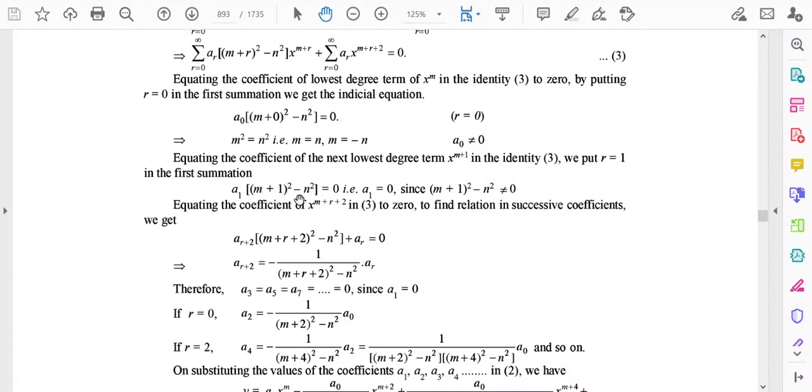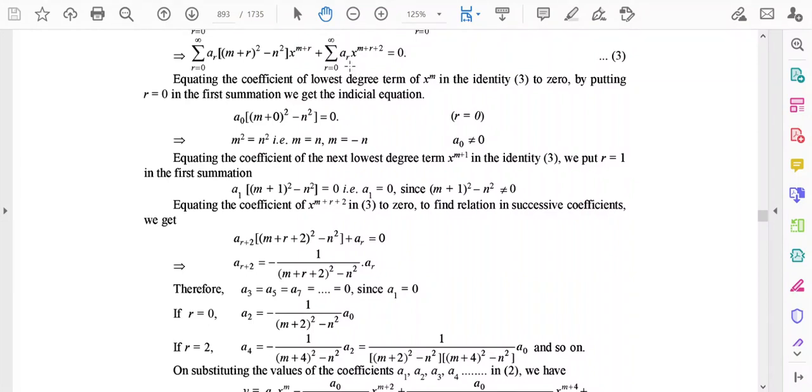So from the inspection we can see that this cannot be 0, so a1 is equal to 0. Now to obtain the successive relation between the coefficients, we have to find a general relation. So how to find the general relation? We have to equate the coefficient of x to the power m plus r plus 2 in this equation to 0. So how to find the coefficient of x to the power m plus r plus 2?